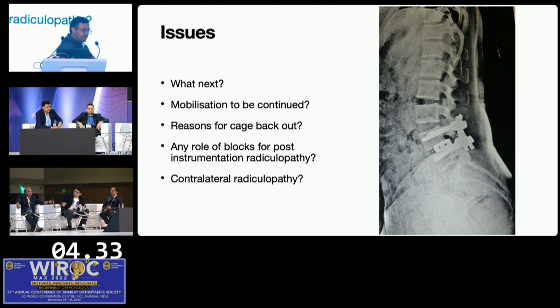Arjun, a lot of time this happens that we put a cage, we do a thorough decompression, but in spite of that, patients do complain of persistent post-operative radiculopathy. You may call it an incomplete job, or you may call it a chemical radiculitis which is persistent. So how do you approach this situation?